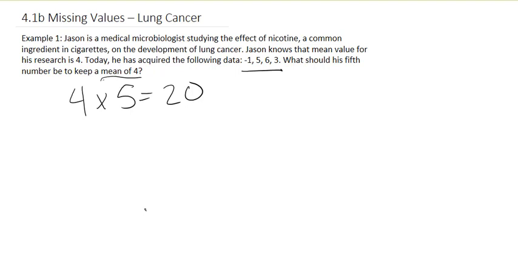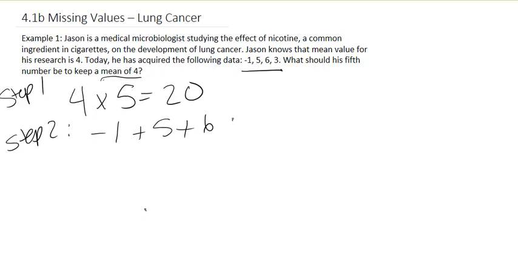So now we add up all the 4 numbers together to get the second number. So this is step 1. Step 2, so we're going to go -1 plus 5 plus 6 plus 3 is equal to, so -1 plus 5 is 4, plus 6 is 10, plus 3 is 13.